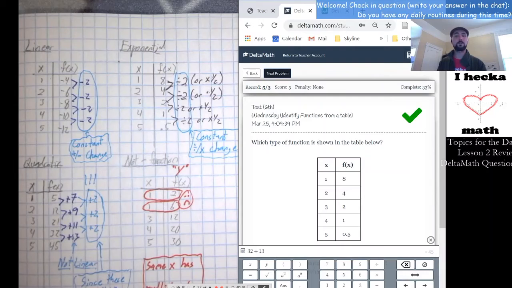So those are the 4 examples for the types of problems you're expected to see for this last day of DeltaMath. I hope that was helpful for you.